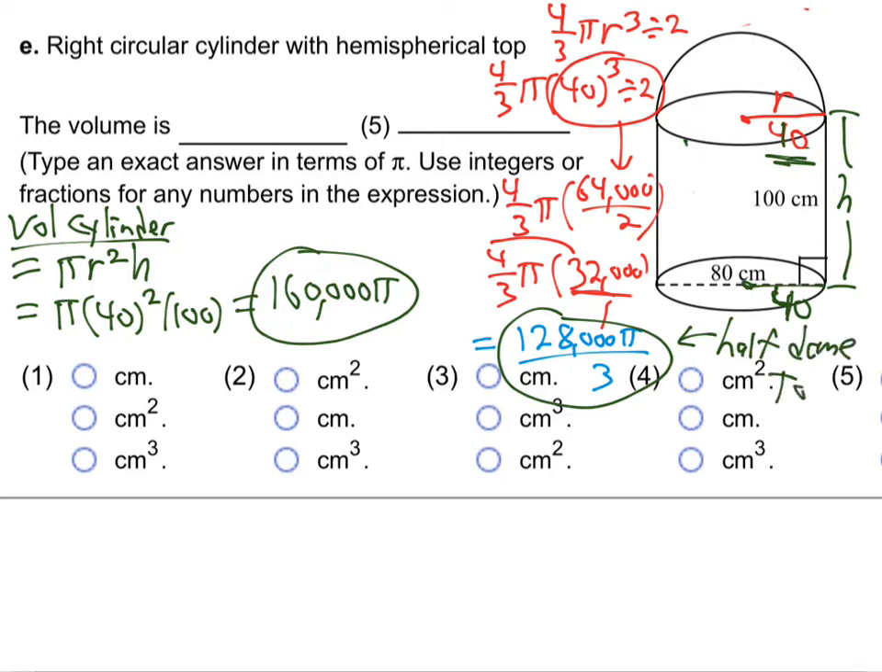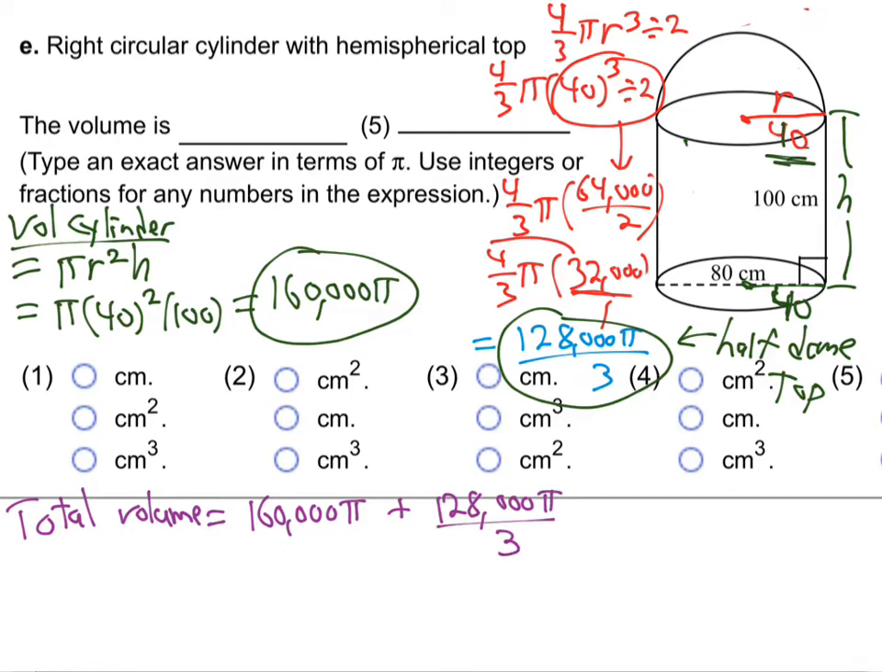Half dome top. Okay, now, so the total volume is going to be those added together. Total volume is going to be the 160,000 pi plus 128,000 pi over 3. Now, how do we add those two things together?